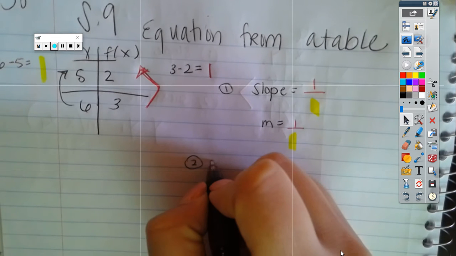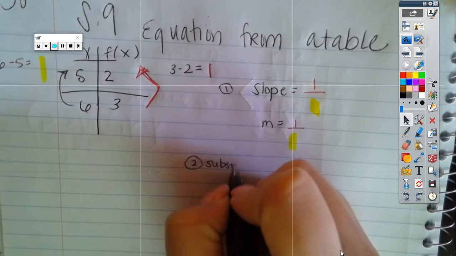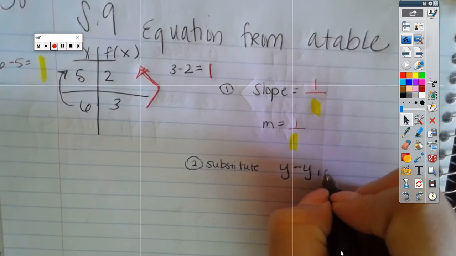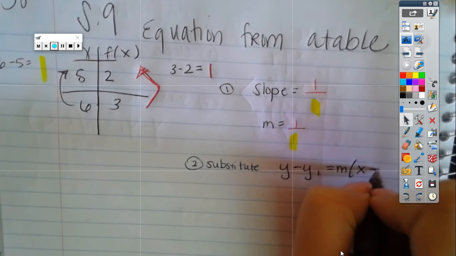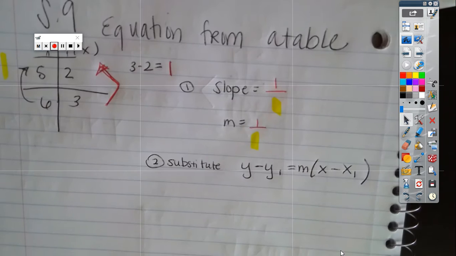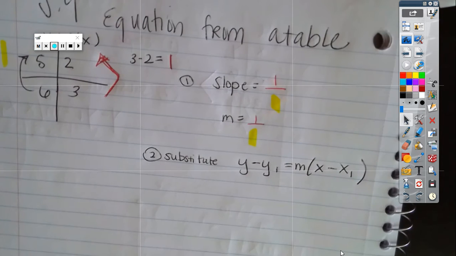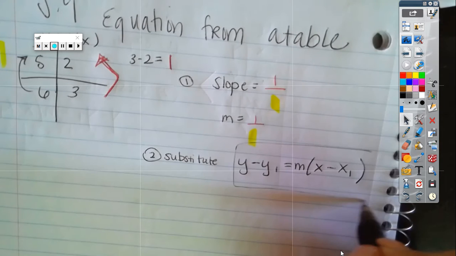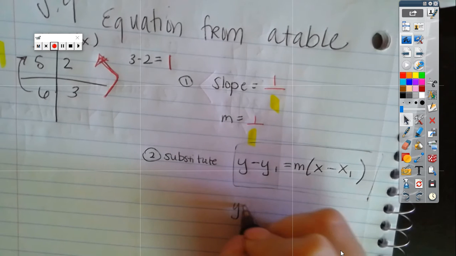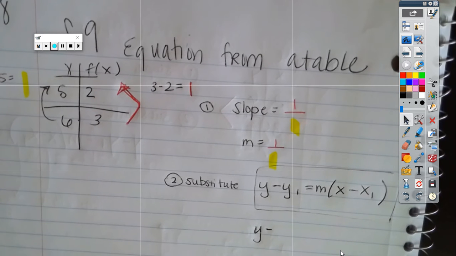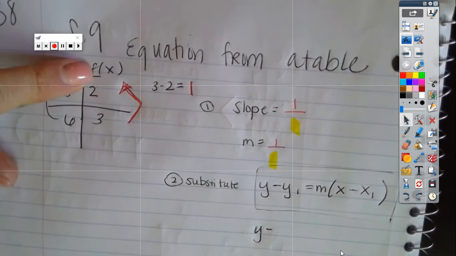Second part, I'm going to go ahead and substitute, which means to replace the letters for the numbers. So y minus y1 equals m times x minus x1. Okie dokie. So that's my formula. Make sure you have that. I've seen a lot of people actually memorize this formula. It's very interesting. Alright, y minus the first y, which is what? What's the first y? First y is 2.